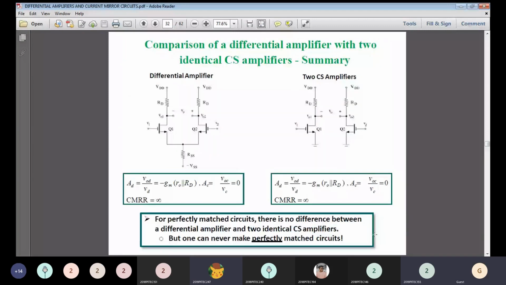Now the comparison of a differential amplifier with two identical common source amplifiers is summarized here. These are the points and formulas to remember. In problem solving, we use these formulas directly. AD is equal to VOD divided by VD, which is minus gm times ro parallel with RD, where ro is the output resistance and RD is the drain resistance. AC is equal to VOC divided by VC. The value of AC here is 0. So the CMRR value is infinite.